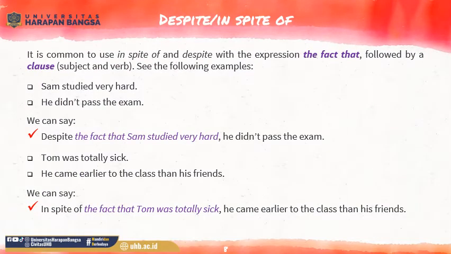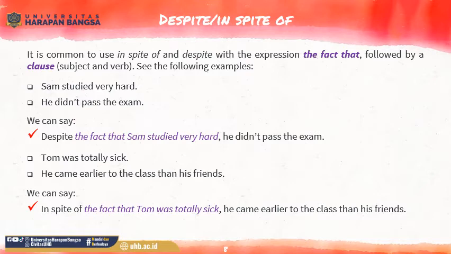Okay, let's continue about despite and in spite of, ya. It is common to use in spite of and despite with the expression the fact that followed by a clause, subject and verb. Jadi kadang kita bisa menemui kalimat di mana kita menggunakan in spite of and despite sebagai konektornya dan di belakangnya ada ekspresi the fact that. Nah, kalau ada expression the fact that, maka di belakangnya boleh memakai klausa. Kalau klausa berarti ada subject dan verb. Kita lihat contohnya di sini ya.